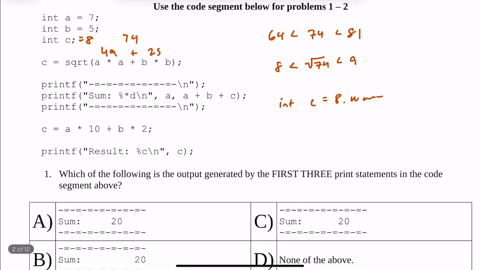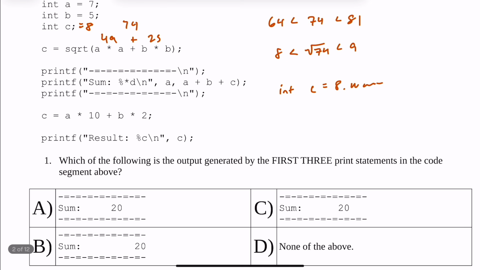Now here we have it being printed out. So a plus b plus c, 7 plus 5 plus 8 is going to be 20. A is 7, so our width is going to be 7, represented by this asterisk right there. Some other things to notice, we have a hard-coded space.